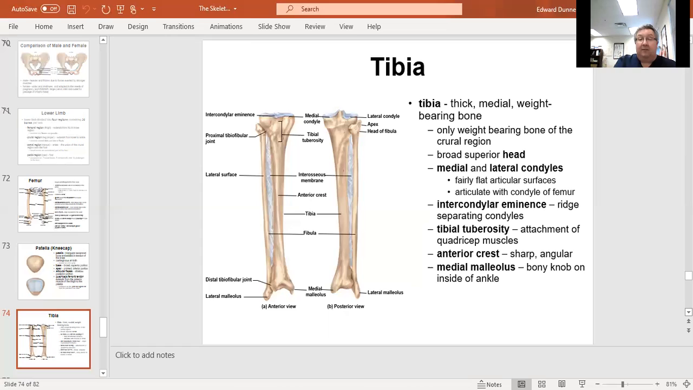And the tibial tuberosity is the attachment for the quadricep muscle. The tibia at the distal end is the end point for the medial malleolus, the medial ankle bone. So the tibia creates the medial malleolus, the fibula creates the lateral malleolus.